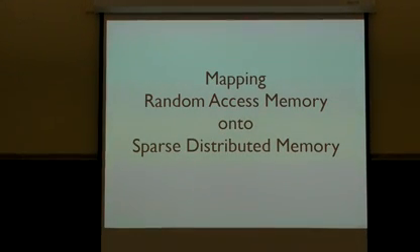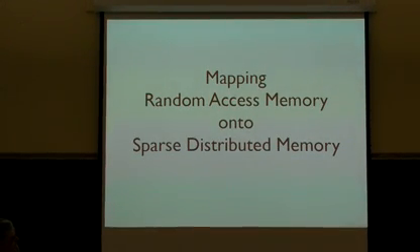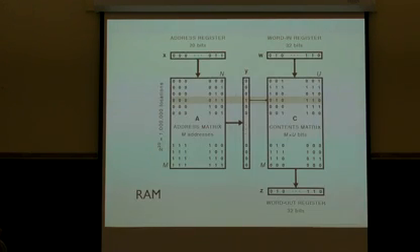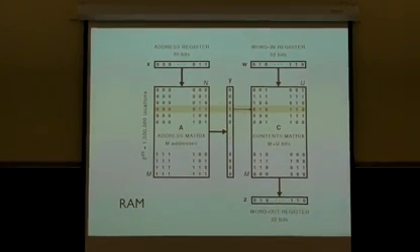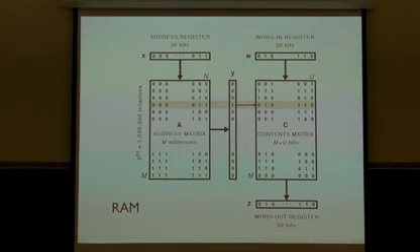So now we'll see how the sparse distributed memory corresponds to random access memory. This is one way of looking at the RAM. Everyone has a RAM in their computer and cell phone and whatever. So here you have memory. You can think of it in this way.